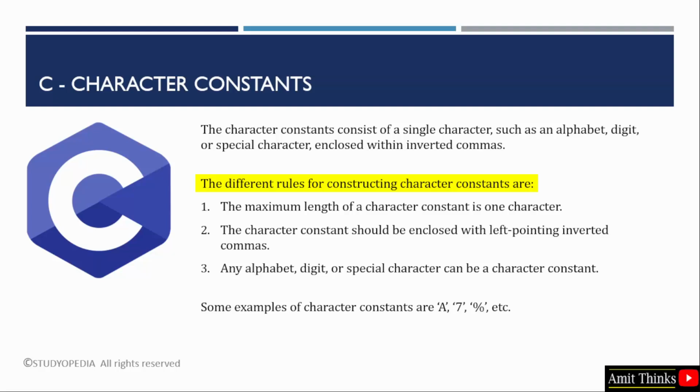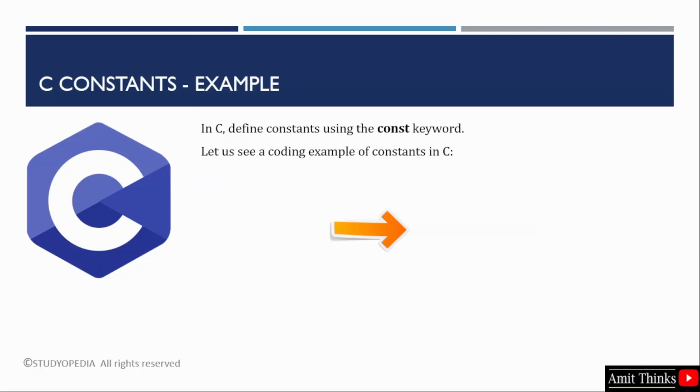Any alphabet, digit or special character can be a character constant. So here are some examples. Letter A, digit 7, special character percentage. These are all character constants in C language. Now let us see an example to define constants. You can use the const keyword to define constants in C language.